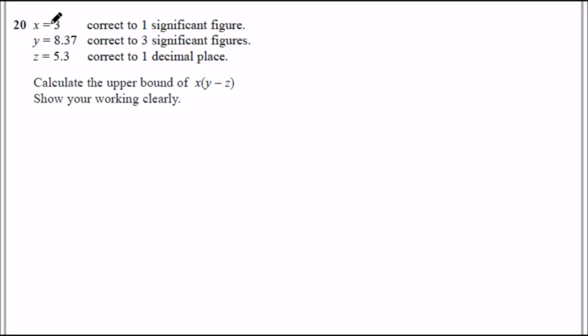Okay, so we're given 3 values of x, y, and z correct to 1 significant figure, 3 significant figures, and 1 decimal place. Calculate the upper bound of this quantity. Show your working out clearly.